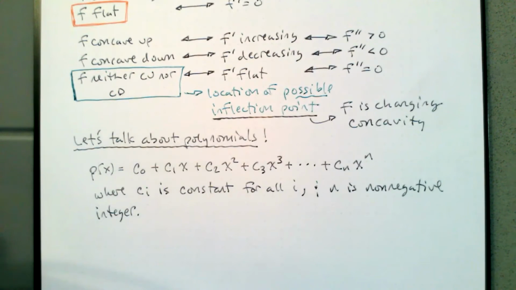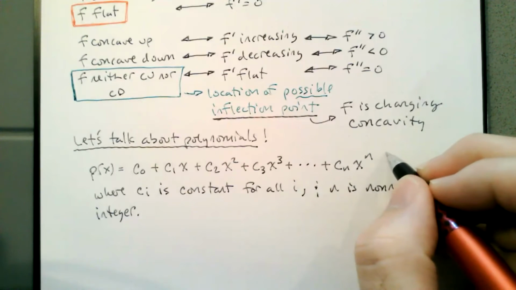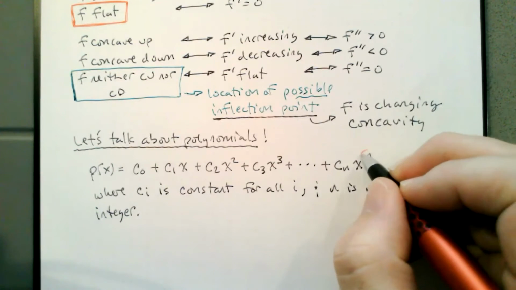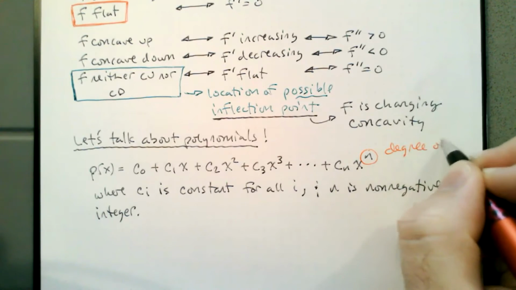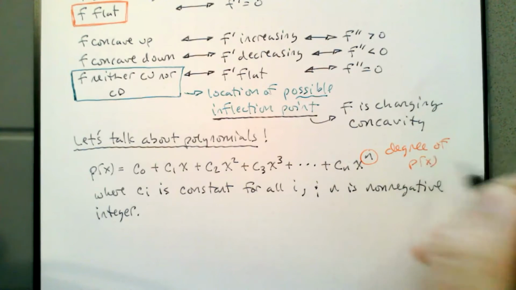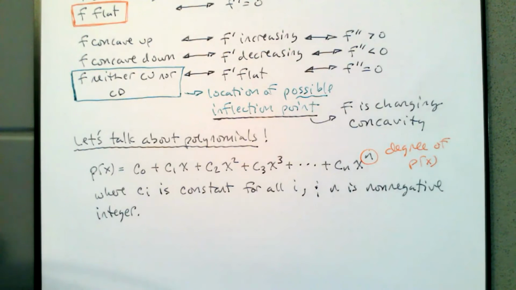Some parts that we want to identify about polynomials. The largest power of x is the degree of the polynomial. That will be the degree of the polynomial. This is an nth degree polynomial. The coefficient of the highest power term, the x to the n term, is called the leading coefficient.